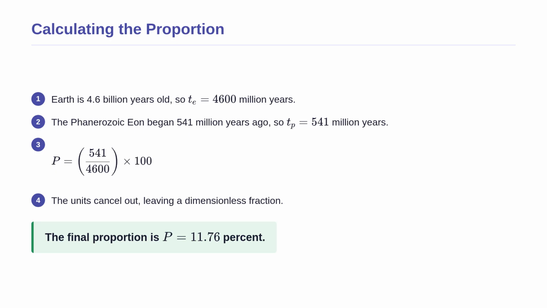Let us apply this percentage formula to a real evolutionary question. The Phanerozoic eon, characterized by abundant, complex animal life, began about 541 million years ago. Earth itself is 4.6 billion years old. First, we convert Earth's age to 4,600 million years, so our units match. We place 541 in the numerator and 4,600 in the denominator. The units cancel out. Multiplying the decimal by 100 gives us 11.76%. This means for nearly 90% of Earth's existence, life was restricted to microscopic or very simple organisms.